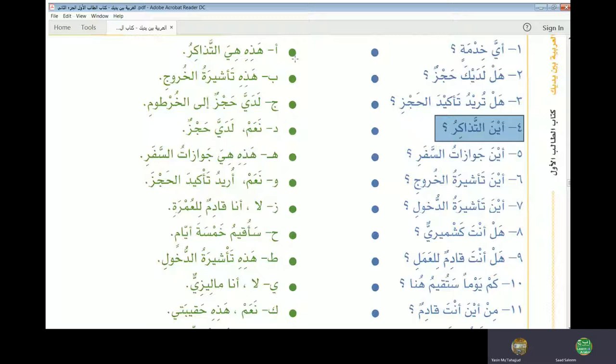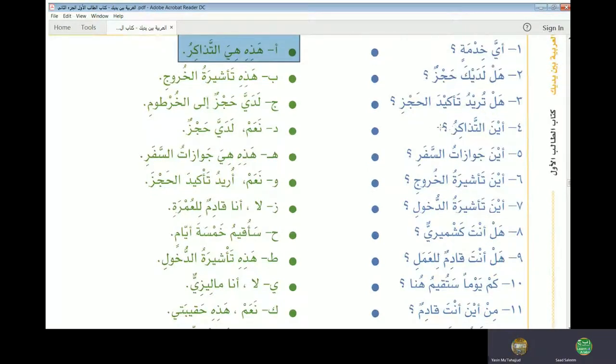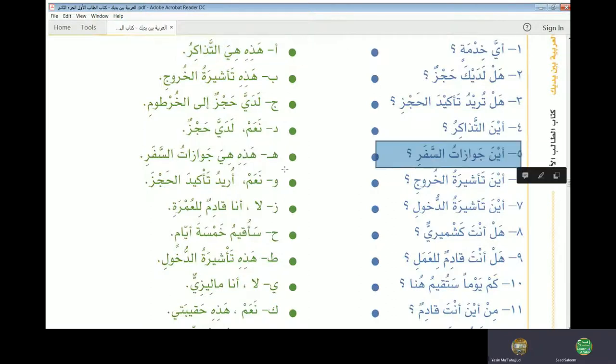Okay, where are my tickets? Where are the tickets? Is it in the bag? Here are the tickets. First one. Okay, it's at the top. Okay. Where are the passports?